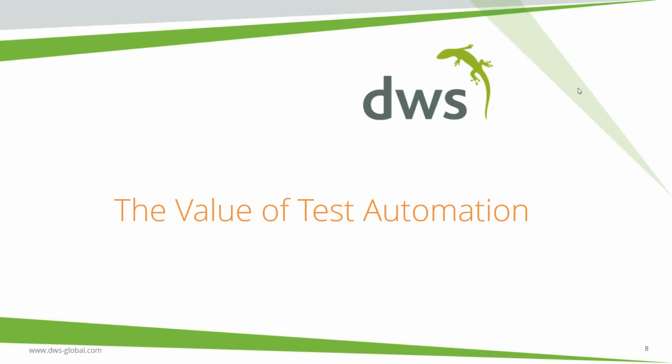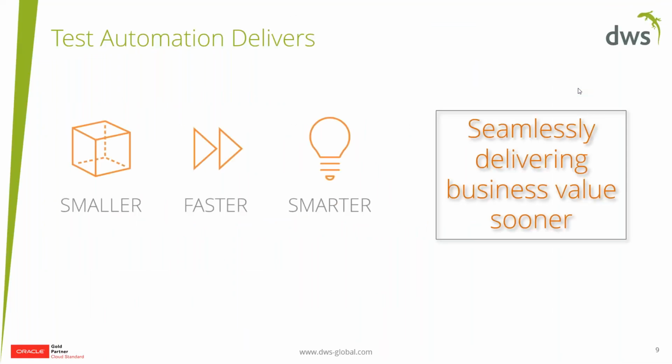So when we think about the value of test automation, what exactly can it deliver to an organization or a team? When you're looking at testing in the context of a project, whether it's an implementation or a quarterly update, what we're trying to help you do is achieve smaller, faster, and smarter projects. And what we've found is that by running these projects in a better, smarter, more efficient way, you're enabling your team to deliver value to the business sooner than ever before.